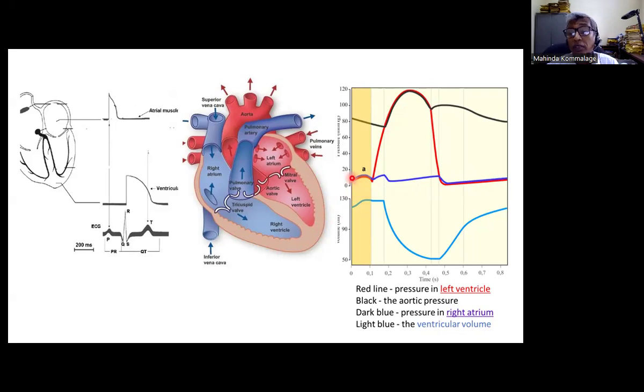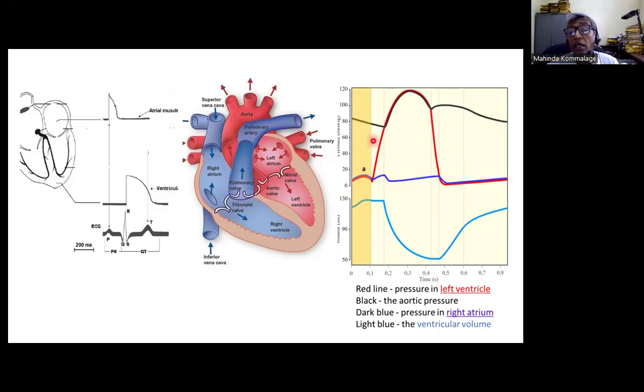The blue line represents the atrial pressure. I would say it is a dark blue line, right? So this blue line represents the atrial pressure change. Here also you can see some pressure increase because that is atrial contraction. Then, because the atria is now relaxed, the pressure will not change much, it is constant, but there is some increase because of the filling with blood even while the atria is relaxed, right?